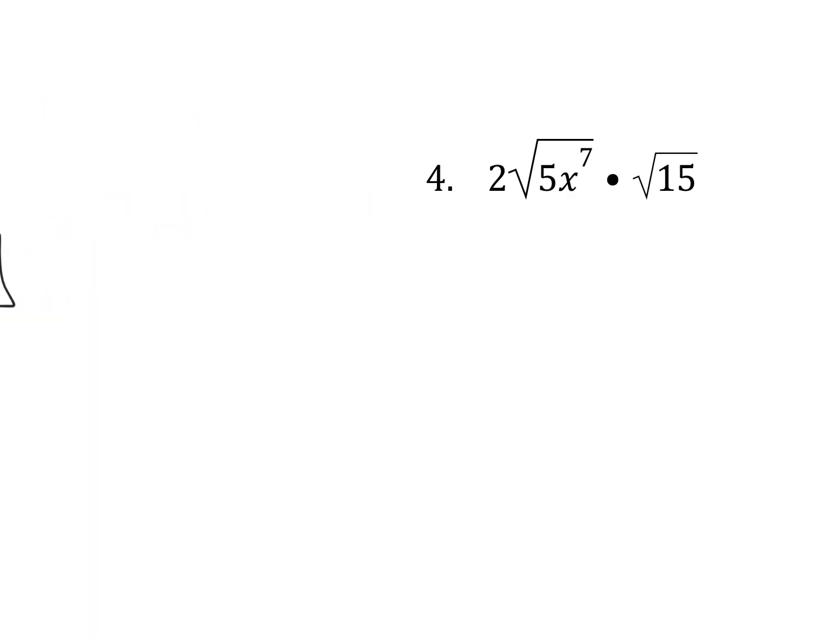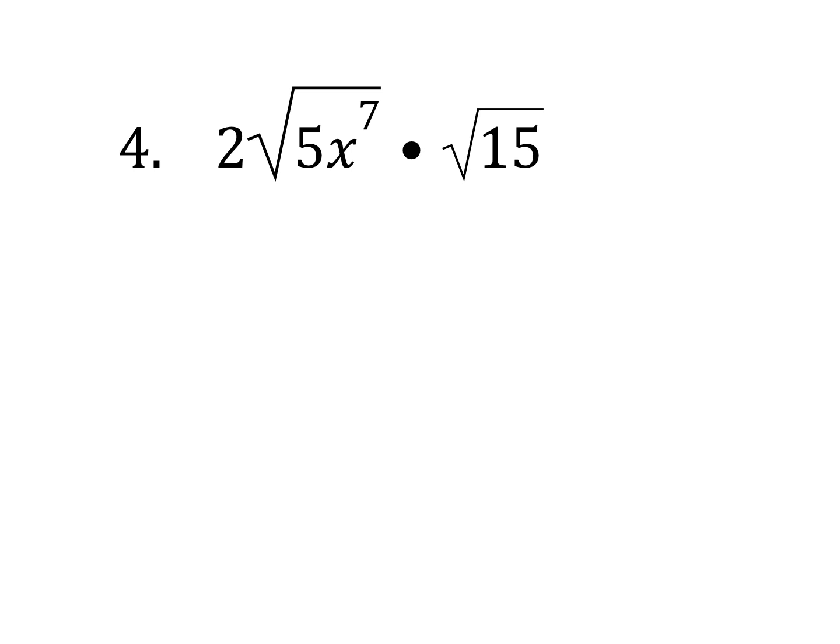Okay, so let's look at number 4. We're going to do the same thing. We're going to multiply our coefficients. So I have a 2 right here, and I don't have anything in front of my square root of 15. So my coefficient for this one is just going to be a 2. Then I'm going to use my radical symbol.